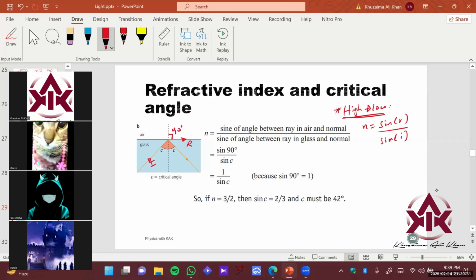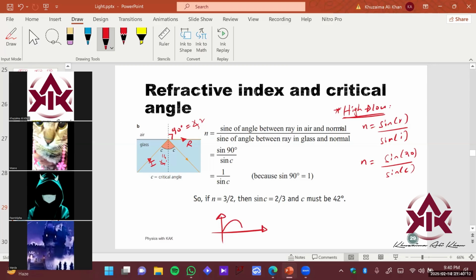So over here, what is angle R? This is angle R over here. And this is the angle of incidence. Okay, just put in the values. So what do you get? You get n equals sin 90 upon sin of C, right? And what is sin 90? If you recall your trigonometry chapter from my mathematics class.